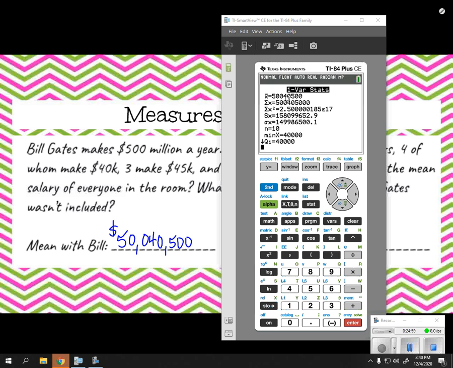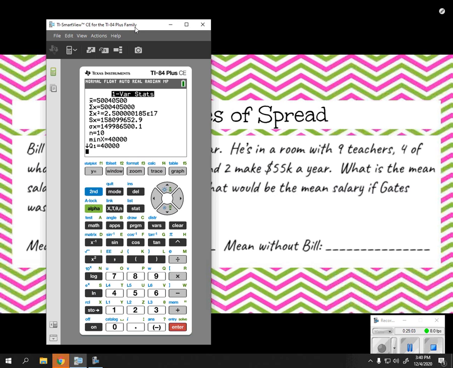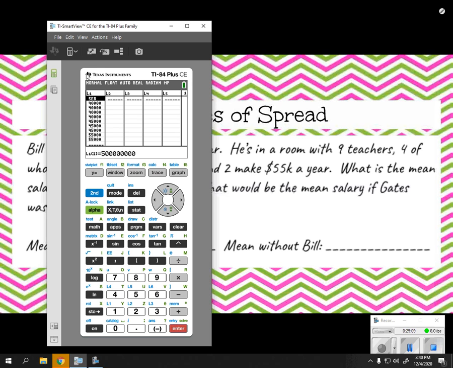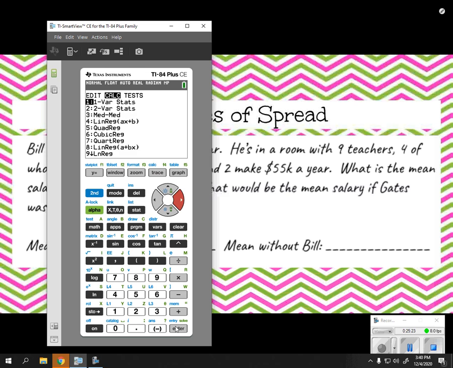All right, and then we're going to look at the mean without Bill. So stat and enter. Now let's say we want to get rid of Bill Gates. We're going to just hit on his number, not on the title, the heading, just on his number. We're going to delete him. Delete. And now we're going to hit stat right 1. And then now we're at $45,000.